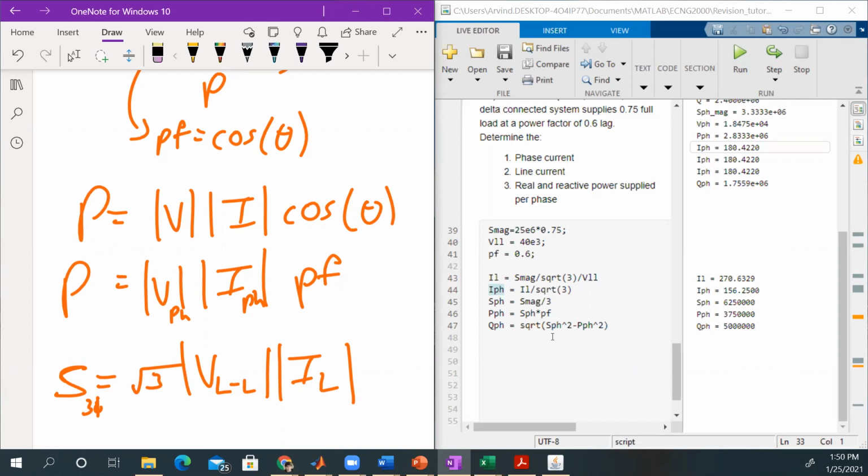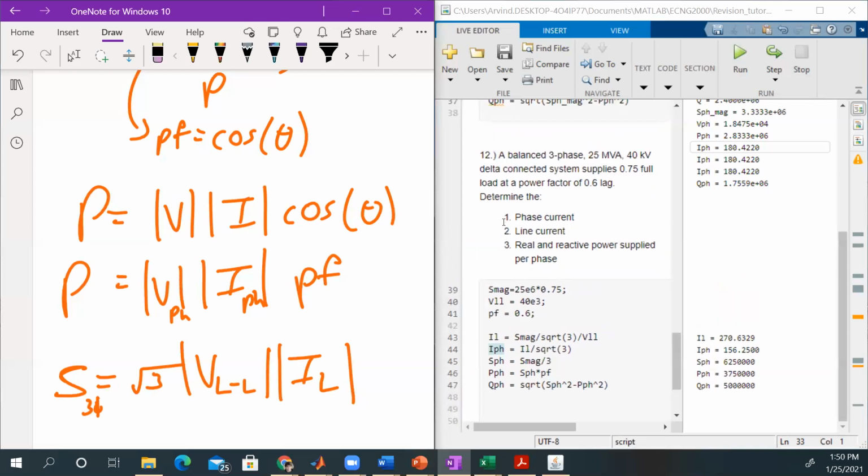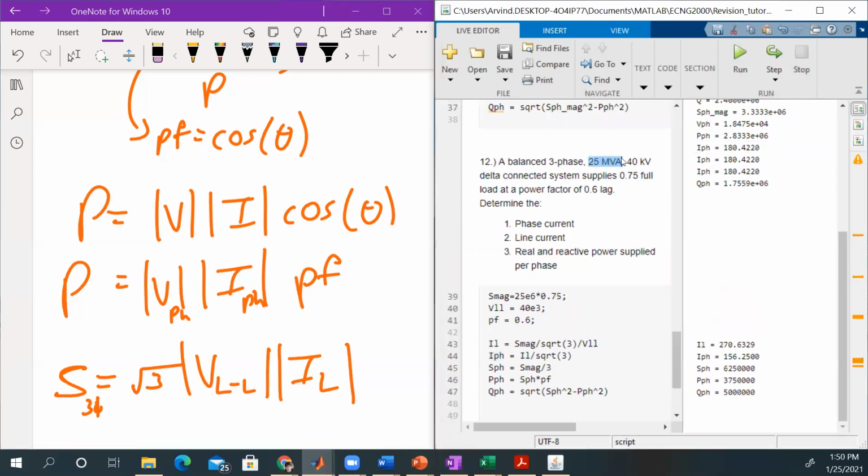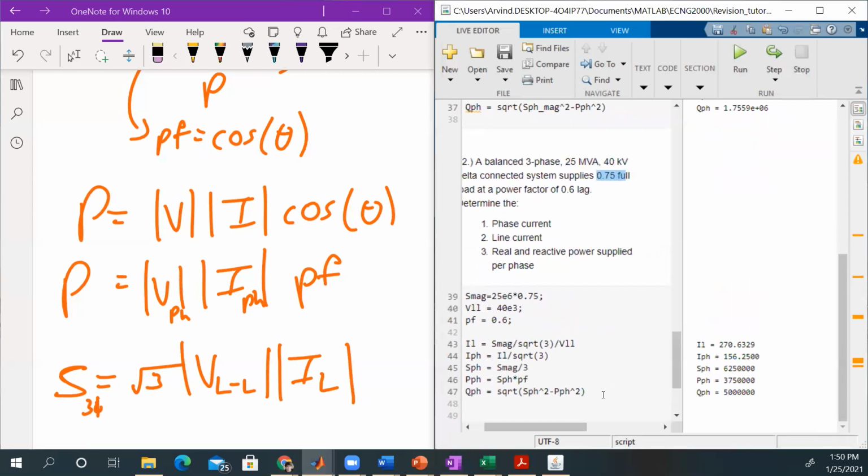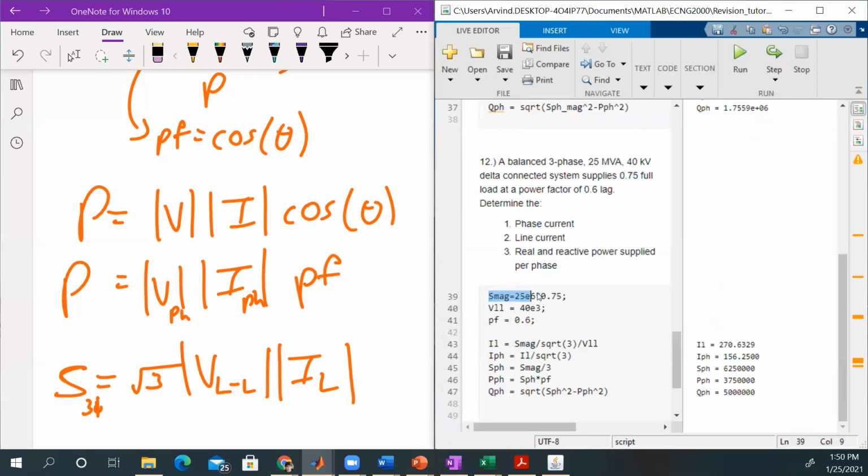S mag stands for the magnitude of S, which is the apparent power. So you'll see here, it tells you the power here is 25 MVA, but it is at 0.75 full load. So the magnitude of S, which is the magnitude of the apparent power, is 25 MVA multiplied by 0.75.